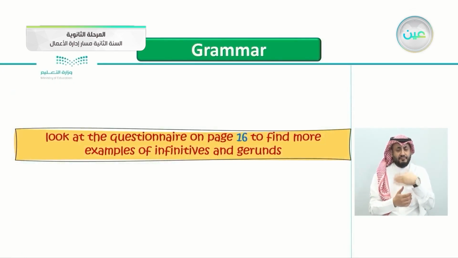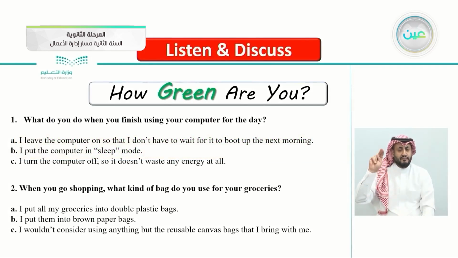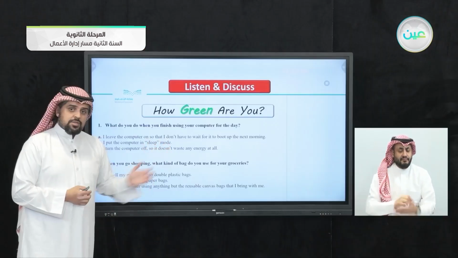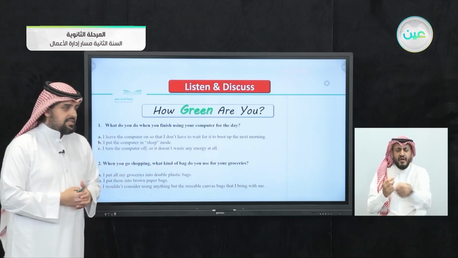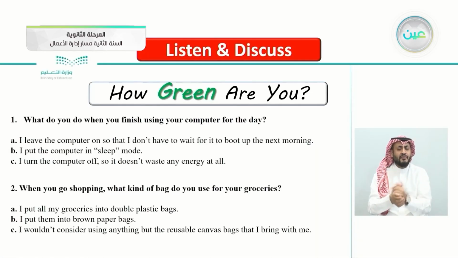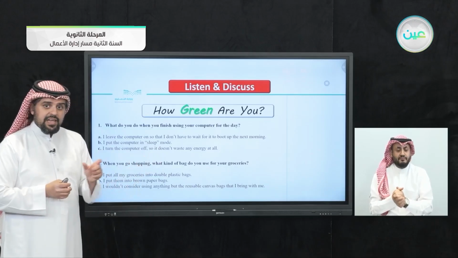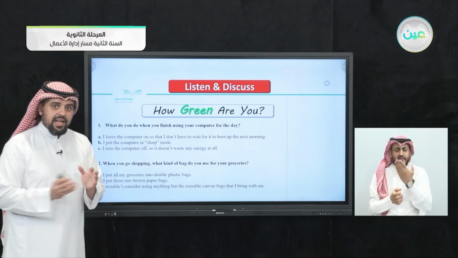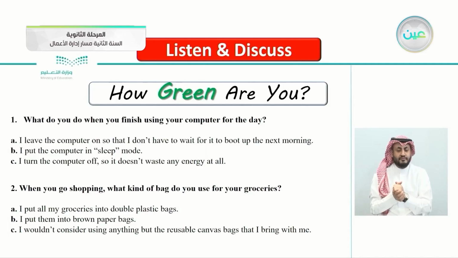So look at the questionnaire on page 16 to find more examples of infinitives and gerunds. The questionnaire that we took previously on page 16, let's check it again. Why? To find more examples of infinitives and gerunds. So this is the first part of the questionnaire. Can you spot here any infinitives or gerunds? Can you name a few here? Infinitive, to plus the base form of the verb, or a gerund, an ing form of the verb that acts as a noun. Let's check the answer here together.